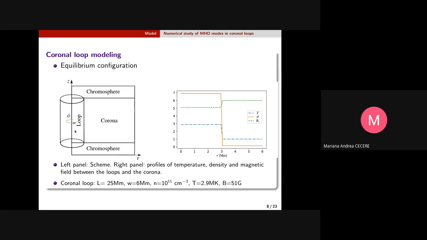To get an equilibrium between the loop and the corona, these are the profiles to density, temperature, and magnetic fields. As we can see, the loop is denser and hotter than the corona, and the magnetic field is slightly smaller than the corona. We choose these parameters for the longitude, width, density, temperature, and magnetic field.